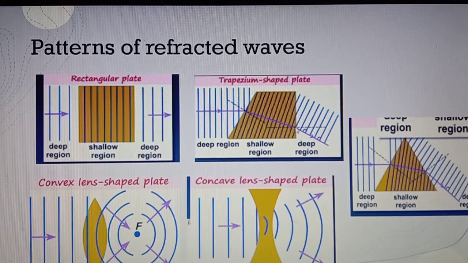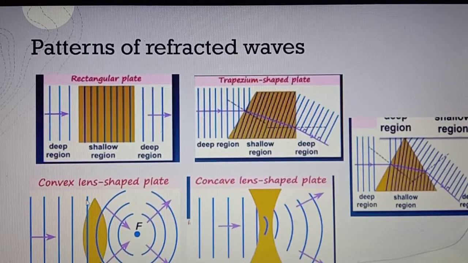So when you reach this point, again you repeat the same thing: draw the normal line. Okay, and then from shallow to deep, it bends away because the speed increases. So here it bends away, so you draw the wavefront at 90 degrees to the direction. If you follow the steps carefully, you will get a correct wave pattern for the many shapes of plate put in the water.